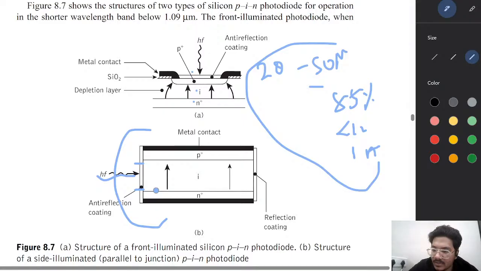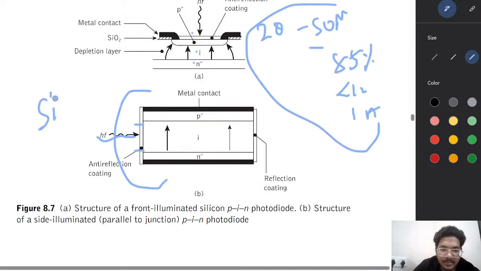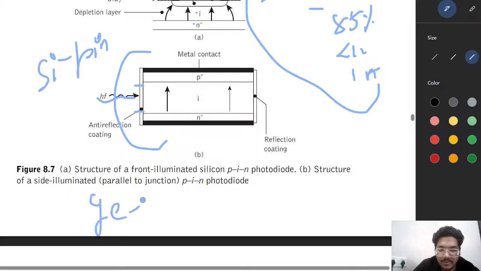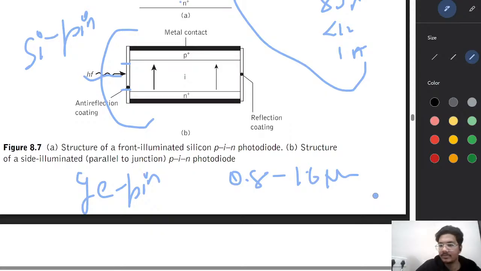So this is the silicon pin diode, and now we have to discuss the germanium pin diode. The germanium pin diode covers the entire 0.8 to 1.6 micrometer range, but it has a higher dark current because germanium has a small band gap.